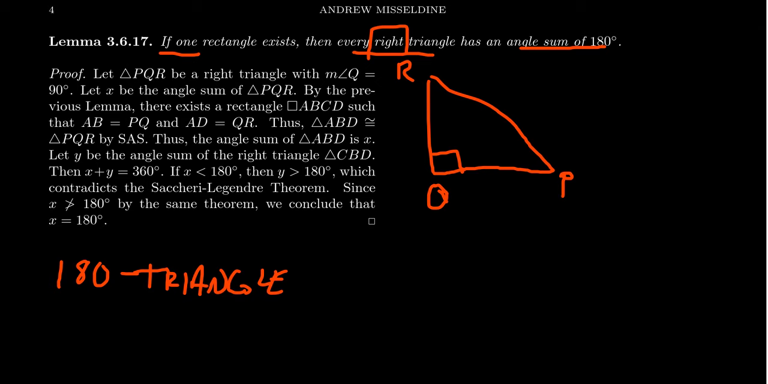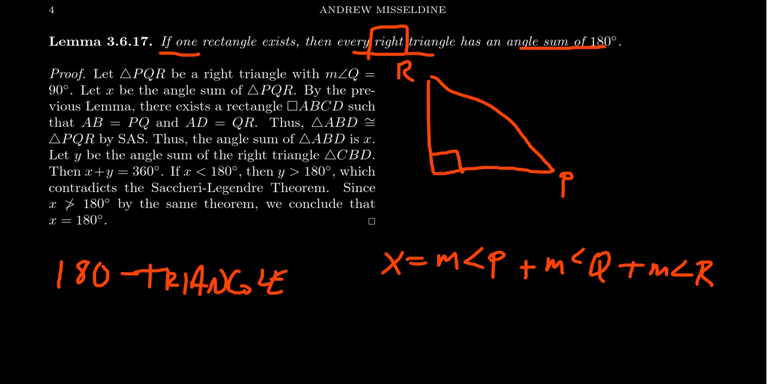And let's assume that the angle sum of this thing is going to equal X. So X equals the measure of angle P plus the measure of angle Q plus the measure of angle R, like so. Let's say that equals X. We want to show that X is equal to 180.